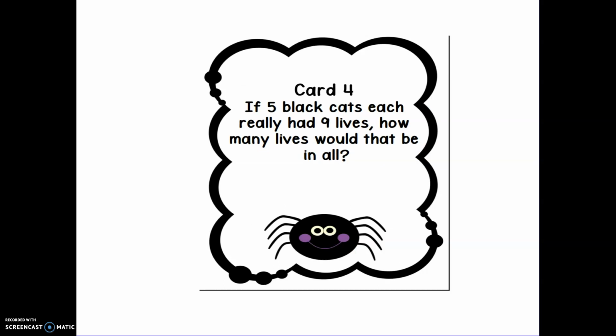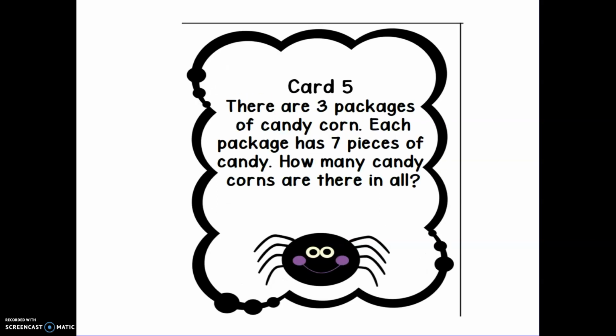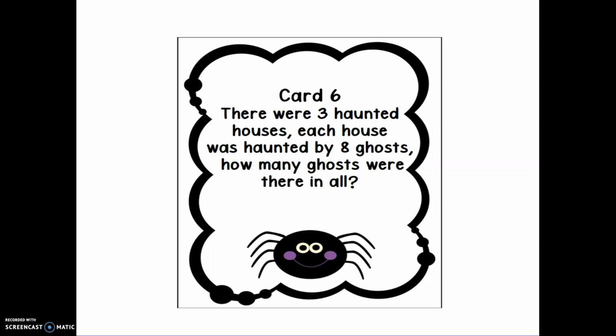Card 4. If 5 black cats each really had 9 lives, how many lives would that be in all? Card 5. There are 3 packages of candy corn. Each package has 7 pieces of candy. How many candy corns are there in all? Card 6. There are 3 haunted houses. Each house was haunted by 8 ghosts. How many ghosts were there in all?